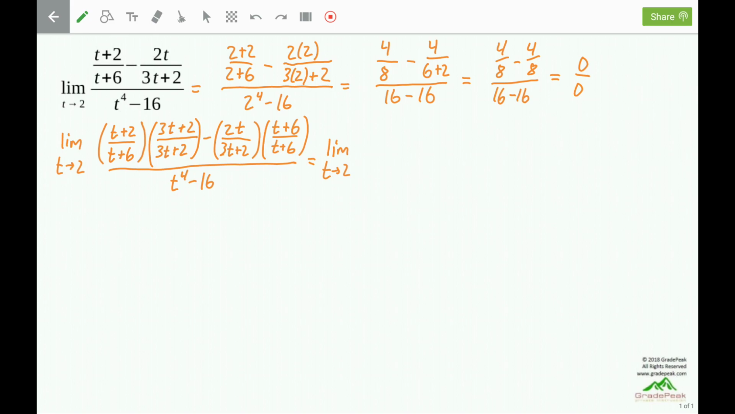The first is t times 3t. That will be a 3t squared. The outside is t times a positive 2. That'll be plus 2t. The inside is 2 times a 3t. That'll be a plus 6t. And the last is 2 times 2. That's a plus 4. All of that will be over the common denominator of t plus 6 times 3t plus 2.